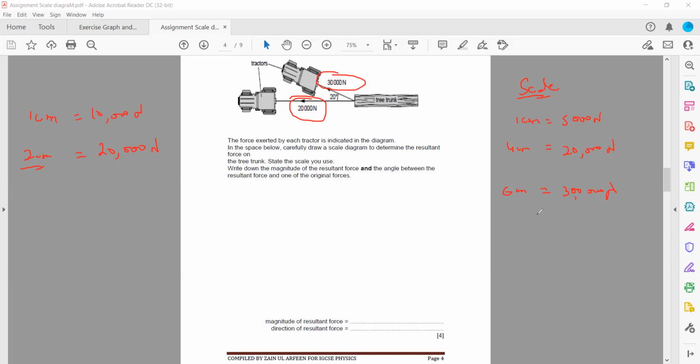Now after selecting the scale, we mark a point and draw one of the vectors. With this scale, 20,000 Newton is 4 centimeter and 30,000 Newton is 6 centimeter. So I draw the first 4 centimeter line. Everyone should also draw a 4 centimeter line.